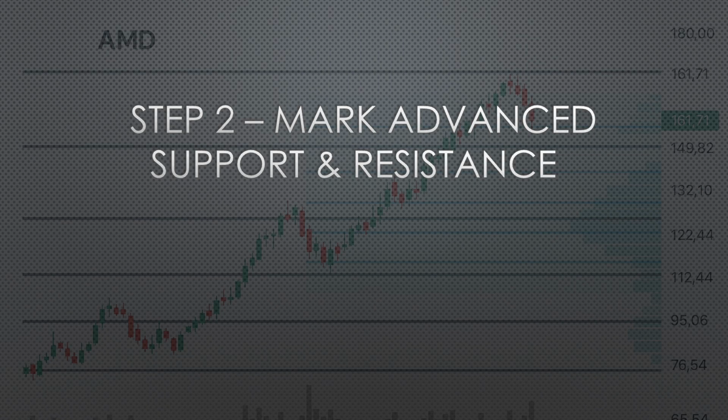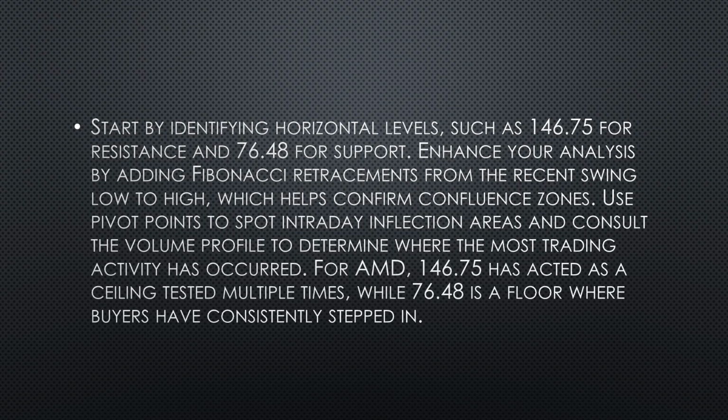Step 2. Mark advanced support and resistance levels. Start by identifying horizontal levels, such as 146.75 for resistance and 76.48 for support. Enhance your analysis by adding Fibonacci retracements from the recent swing from low to high, which helps confirm confluence zones. Use pivot points to spot intraday inflection areas and consult the volume profile to determine where the most trading activity has occurred. For AMD, 146.75 has acted as the ceiling, tested multiple times, while 76.48 is the floor where buyers have consistently stepped in.